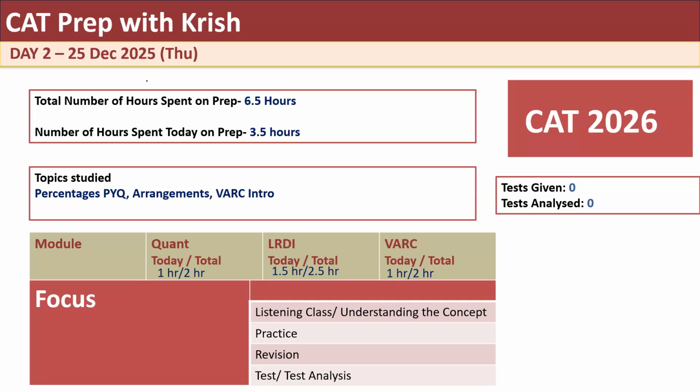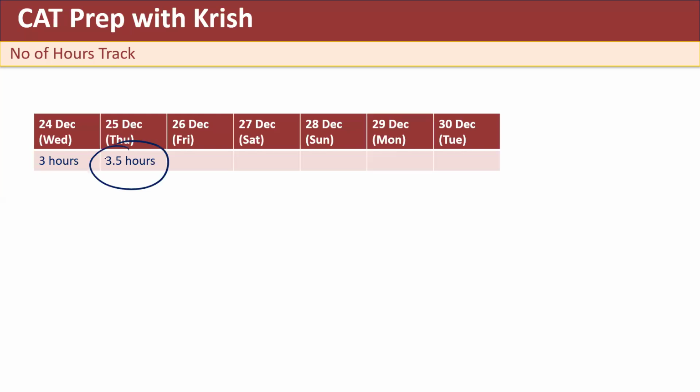Day 2 of CAT preparation. Number of hours spent today on the prep is 3.5. The topics that I studied are percentages, arrangements, and VARC intro. I have listened to the classes on VARC and arrangements, and I have practiced previous year questions on percentage topic. I have spent 3.5 hours today on the CAT prep.